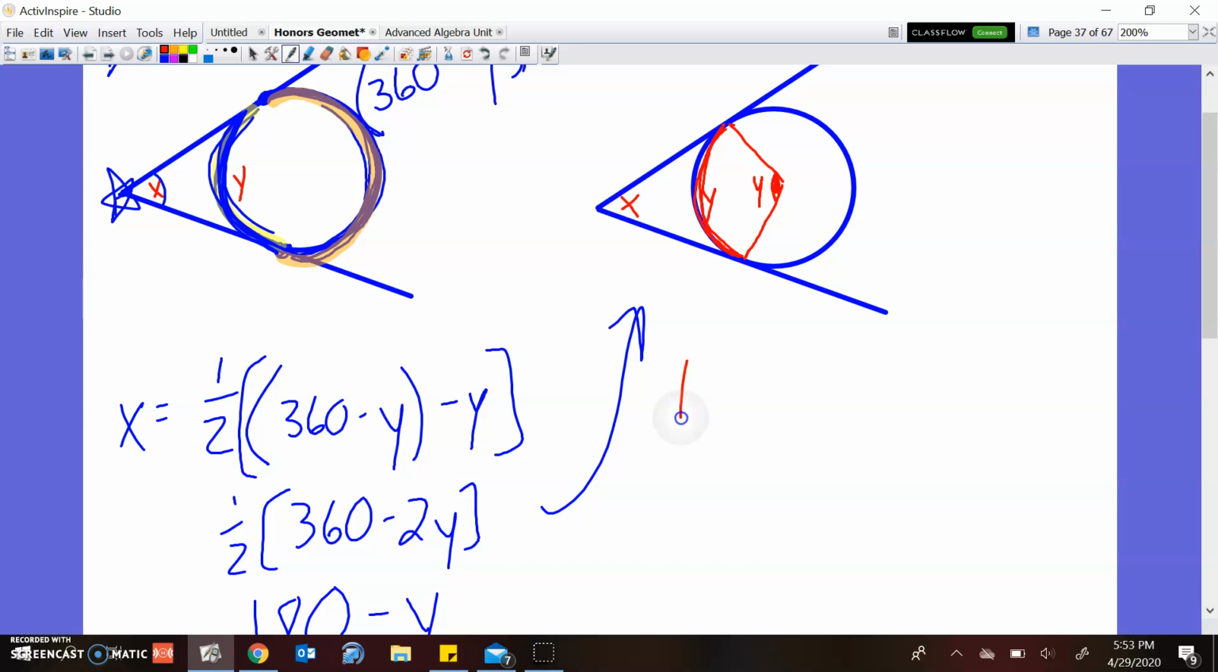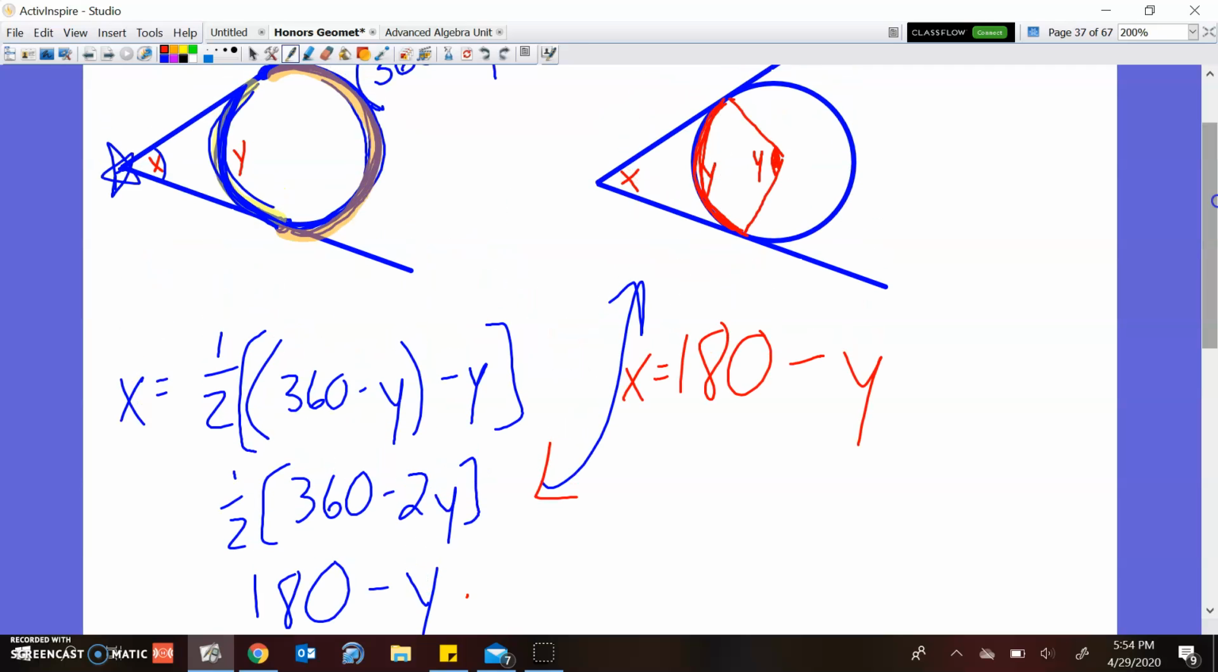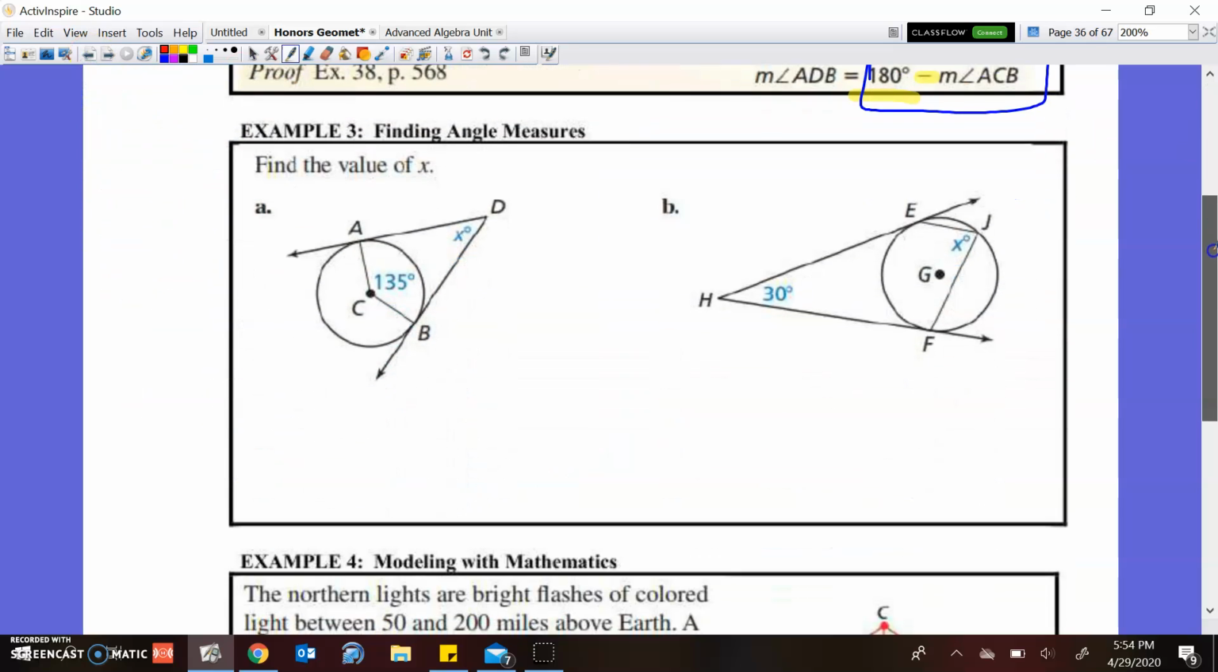But anyways, we can say in short that x is equal to 180 minus y, that central angle, which is the same as that arc. And that's where these two relate to one another. So it's not a new theorem, it's just a different way of looking at it. Okay, and sometimes that's not what we want, but all right, so let's try it out.